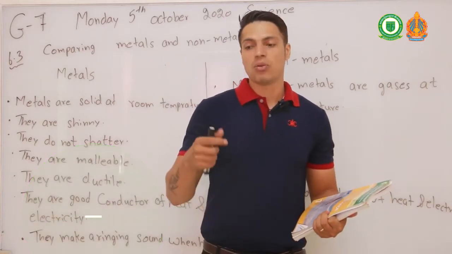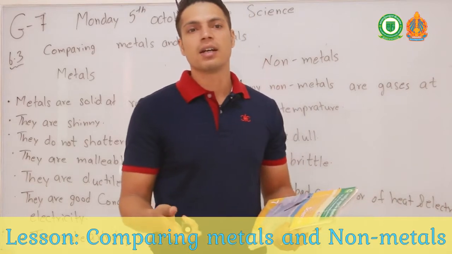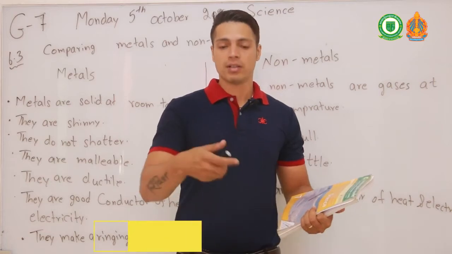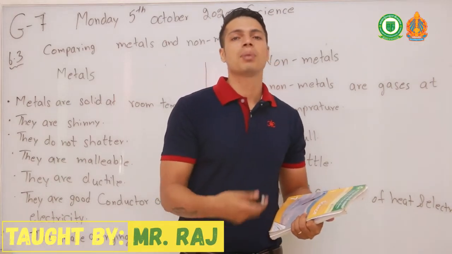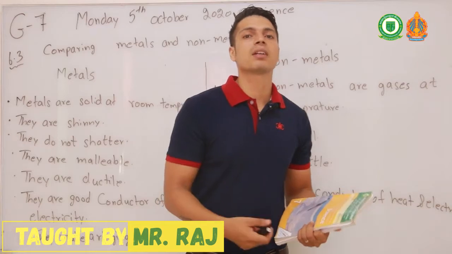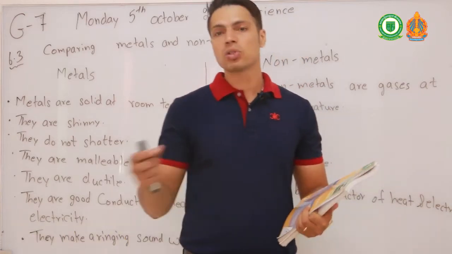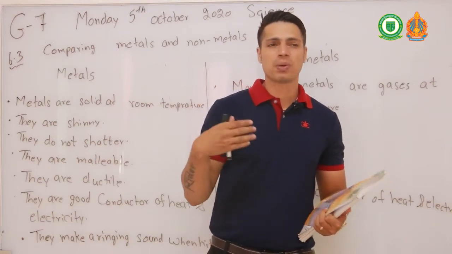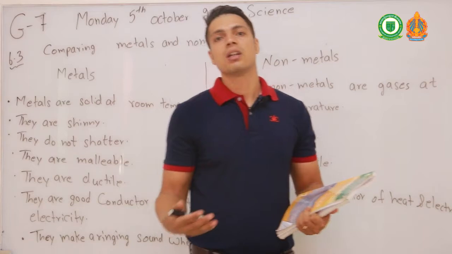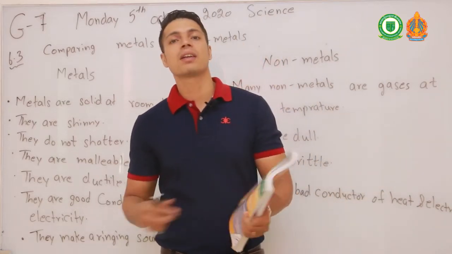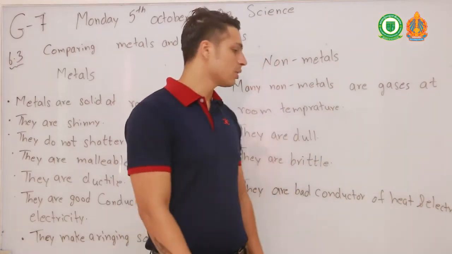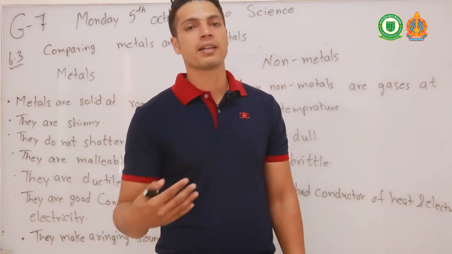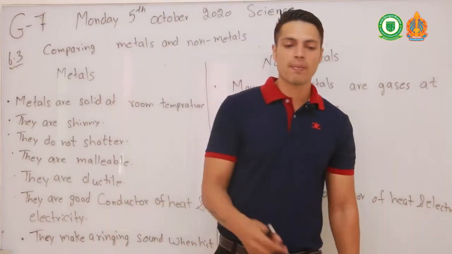So that's why a plastic handle is used in cooking pans. A cooking pan will have a plastic handle because plastic is a bad conductor of heat. Mostly wire coverings are made of plastic or rubber, because rubber and plastic are bad conductors of electricity. And they are brittle, they are dull, they do not conduct heat and electricity, and mostly are gases.